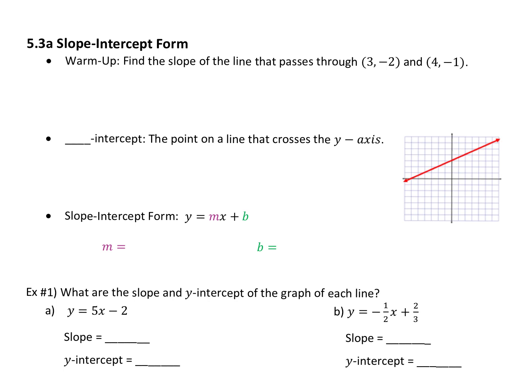We are talking slope-intercept form today. So first I want you to just give the warm-up a try here. This is what we did yesterday. If you remember, y2 minus y1 over x2 minus x1 is your slope formula. So give that a go. Label your points. What's your x1? What's your y1? What's your x2? What's your y2? I'll give you like 30 seconds.